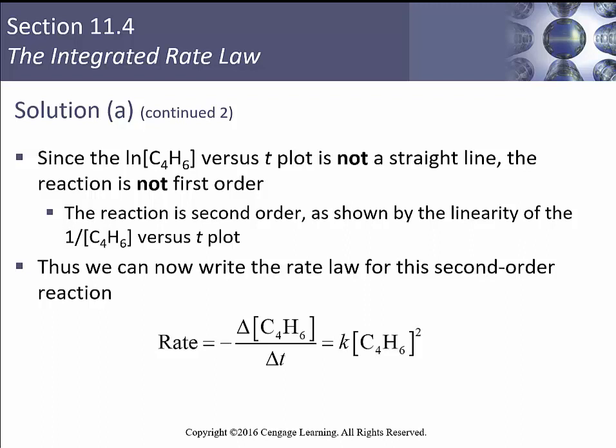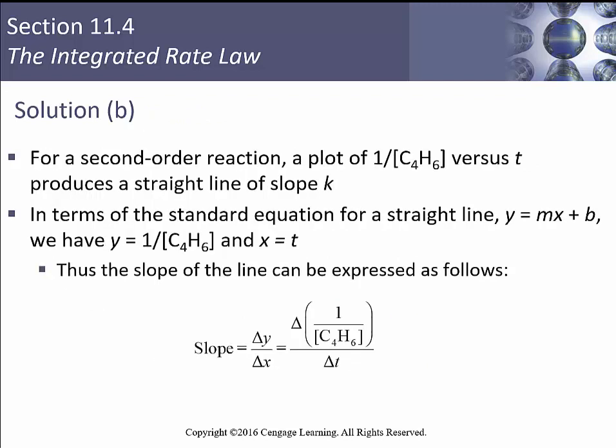So we can rewrite the rate law for this as a second order reaction as saying rate is equal to k times our concentration squared. In that second order reaction, if we take our plot versus time to produce a straight line with slope k, in terms of our standard equation, y equals mx plus b, y is going to be 1 over the concentration, and x is going to be time.